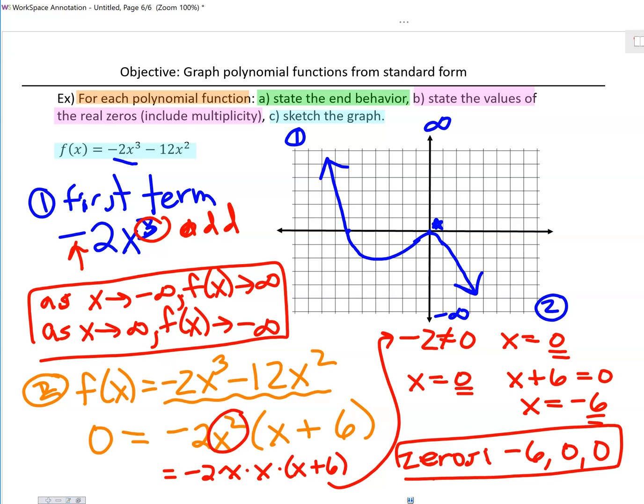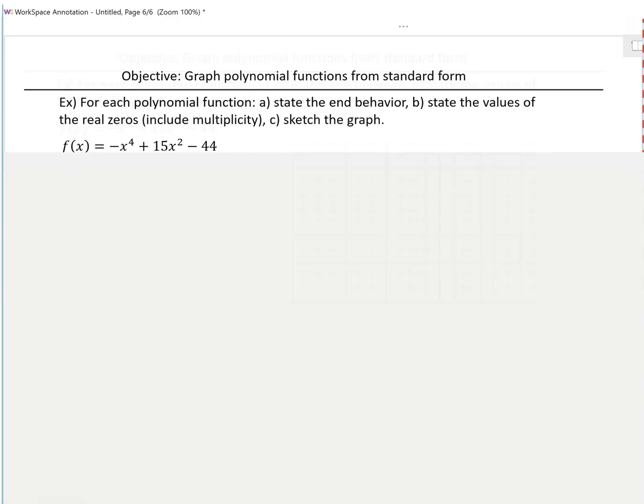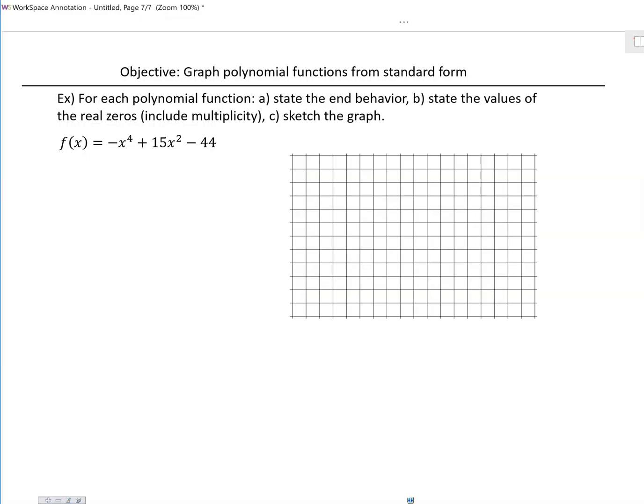All right, let's take a look at what is next. All right, so here, same thing. Here's the function that we're going to work with.